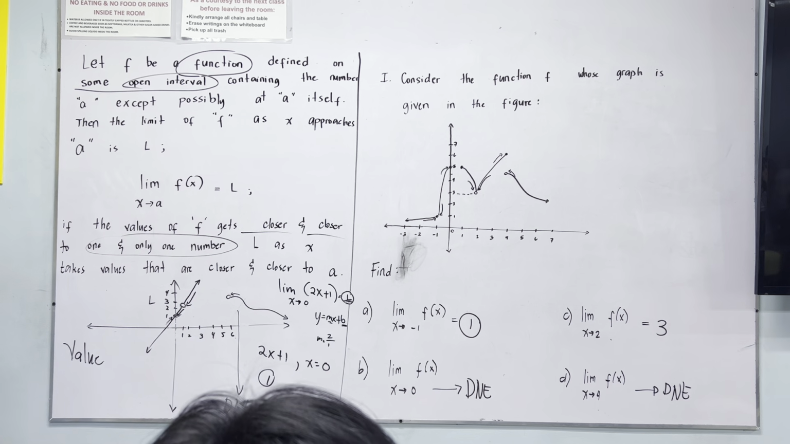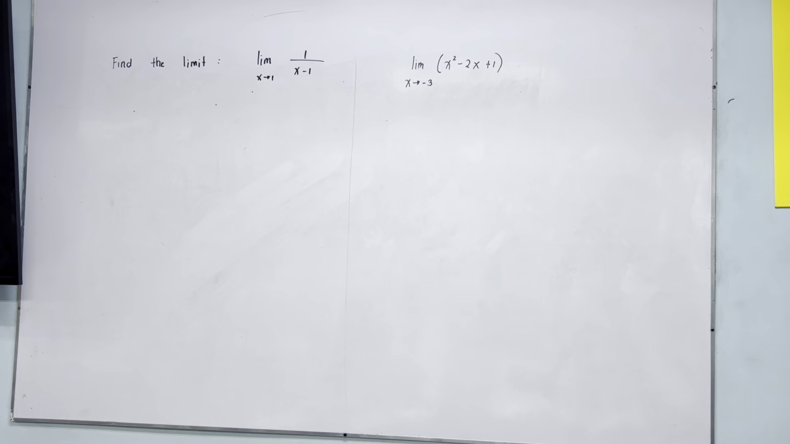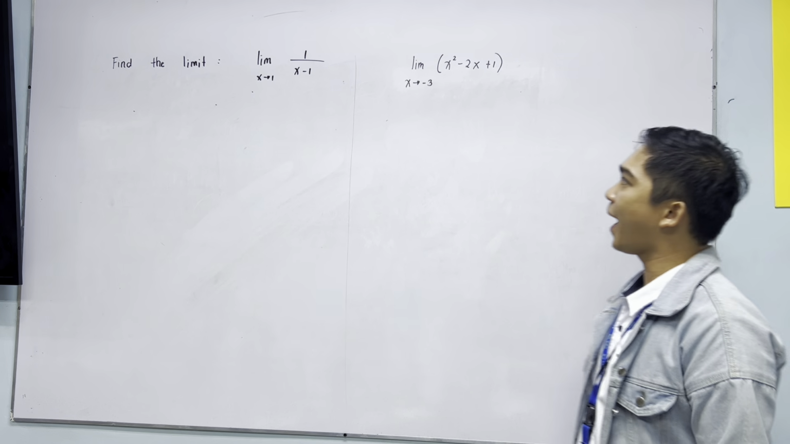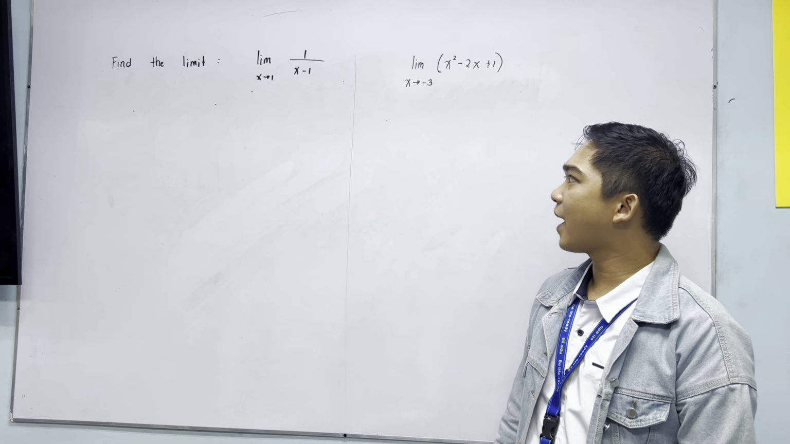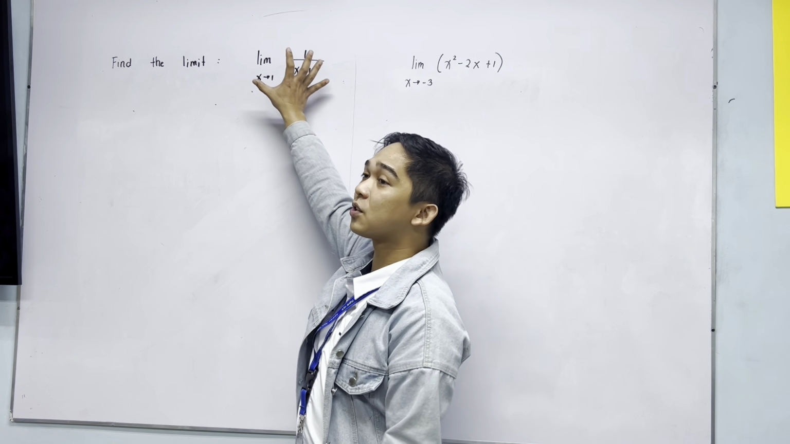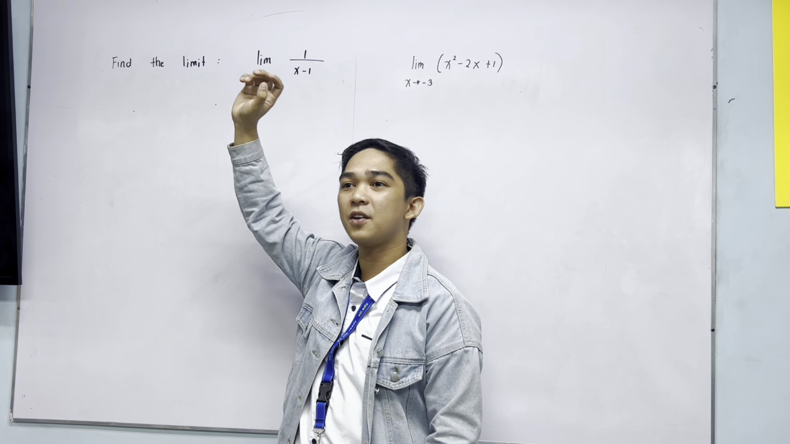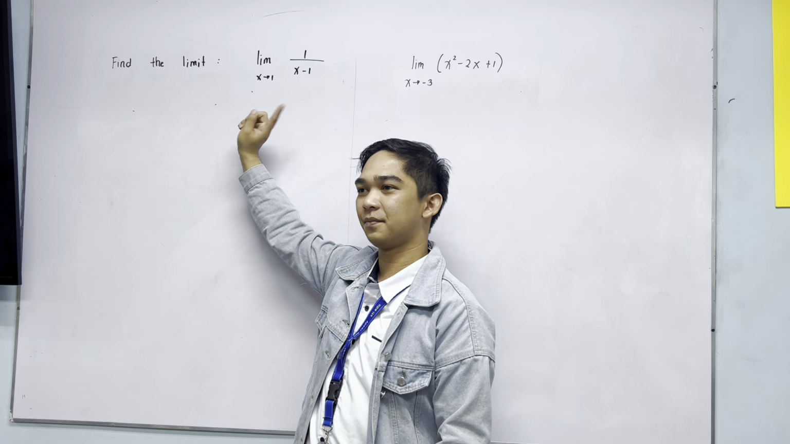Okay? Copy. Let's have the given function: limit of 1 over x minus 1 as x approaches 1. So, anong gagawin natin pag ganito na yung problem? Hindi na graph yung given. Ito na siya.